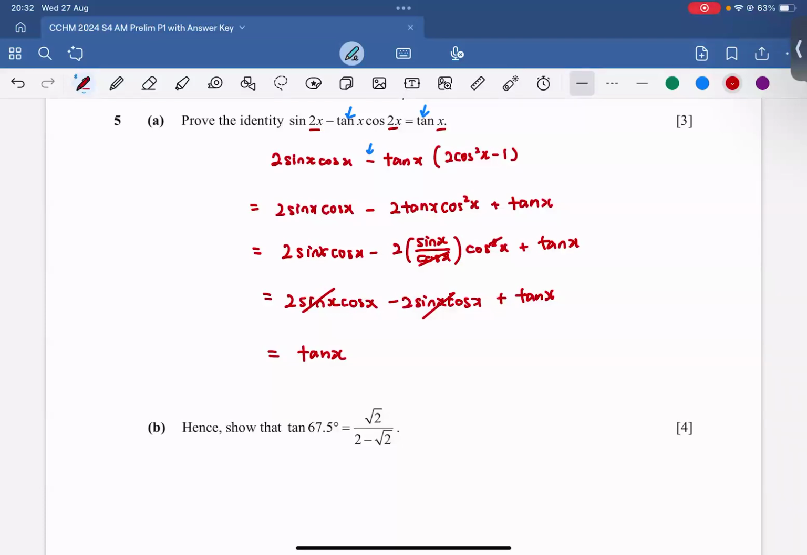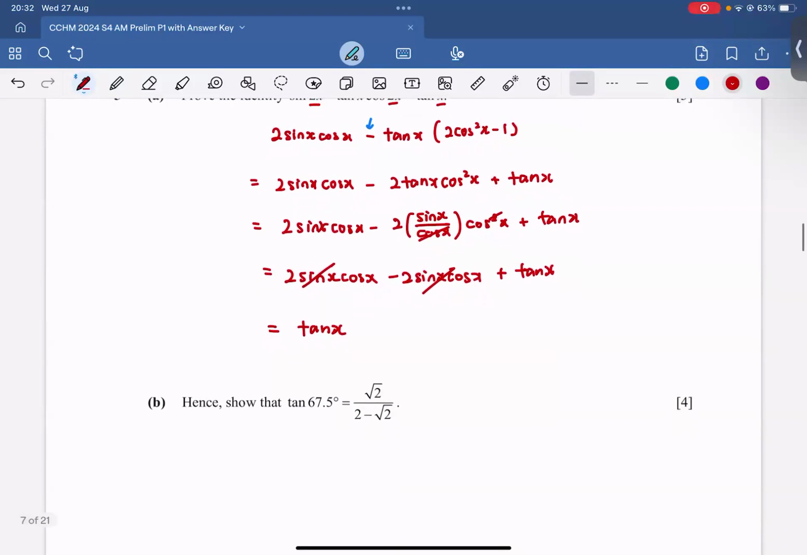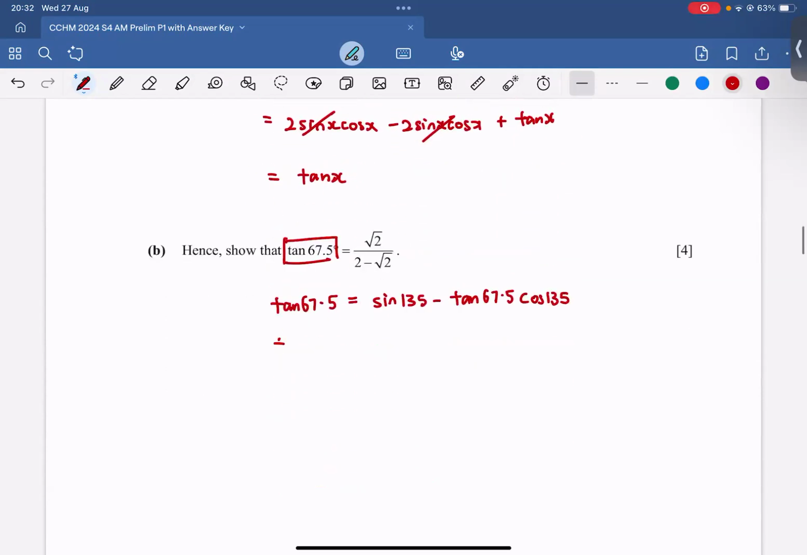Okay, hence show this. So this is one of the more difficult questions inside the paper. So to use the previous part, we have to know that this is actually equal to this. So the x is tangent 67.5. So tangent 67.5 is actually equal to sine 2 times 67.5, which is 135, minus tangent 67.5 cosine 135. So what we need to do now is actually see this like an equation. We have to shift things here, shift things there.